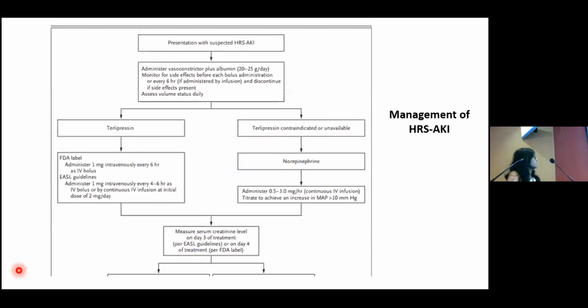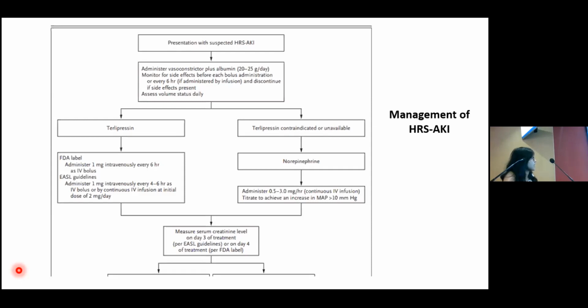So when treating HRS AKI, as I mentioned, first you have to make a diagnosis of HRS AKI according to the criteria I mentioned, and then you have to administer a vasoconstrictor plus albumin. Here the albumin dose is 20 to 25 grams per day, and for terlipressin you can prescribe 1 milligram intravenously every 6 hours as boluses.